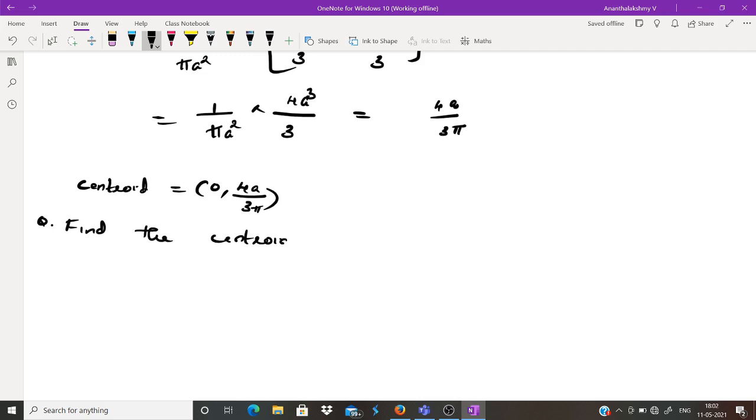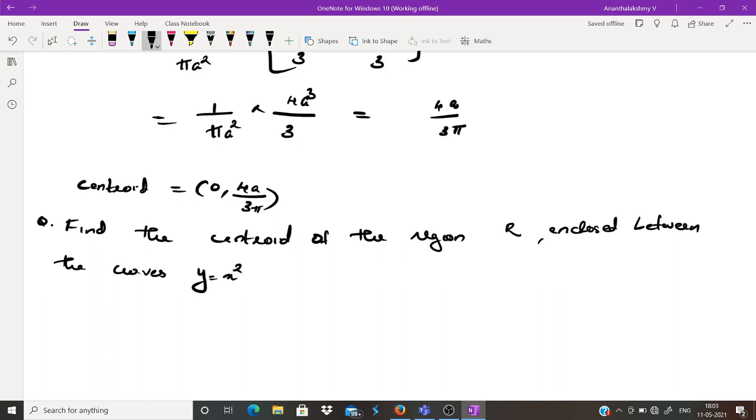Find the centroid of the region R enclosed between the curves y equal to x square and y equal to x plus 6.